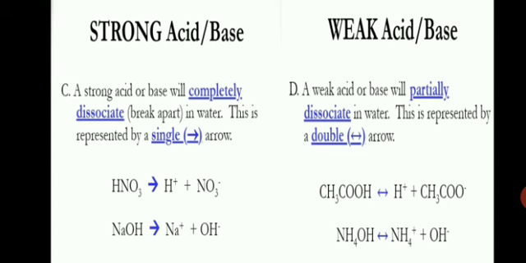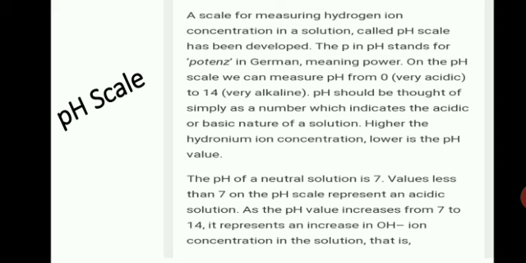But from that color change, we can't identify the strength of acids and bases. There, in 1909, Sorensen devised a scale known as the pH scale, on which the strength of an acidic solution as well as a basic solution could be represented by making use of the hydrogen ion concentration in them.